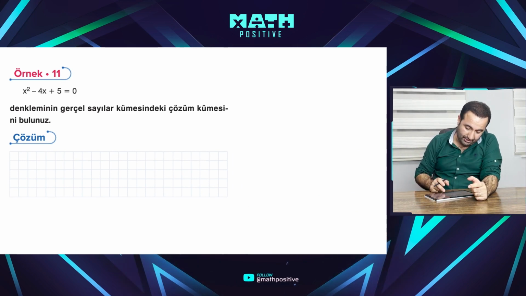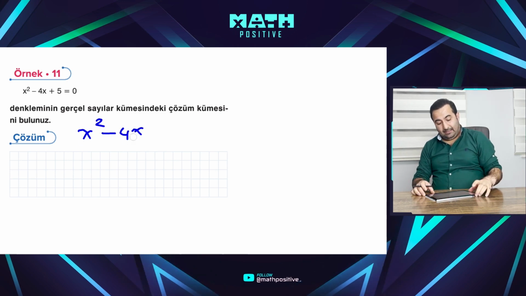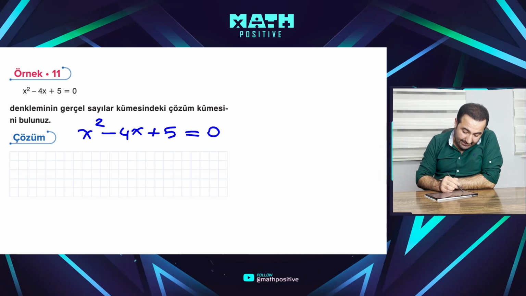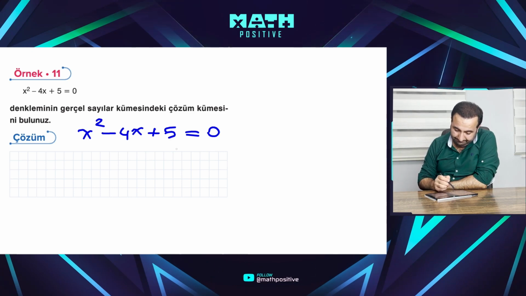Some other question may be this example, which says x squared minus 4x plus 5 equals 0. So we have a quadratic equation.